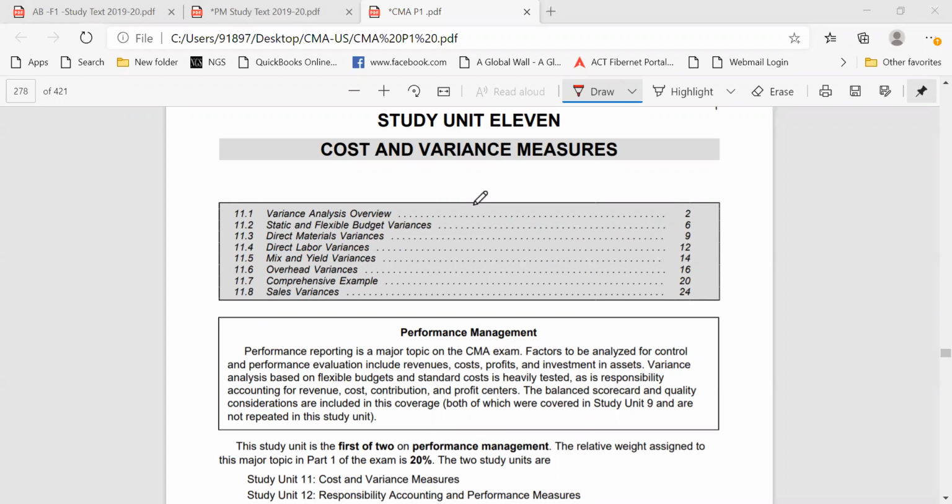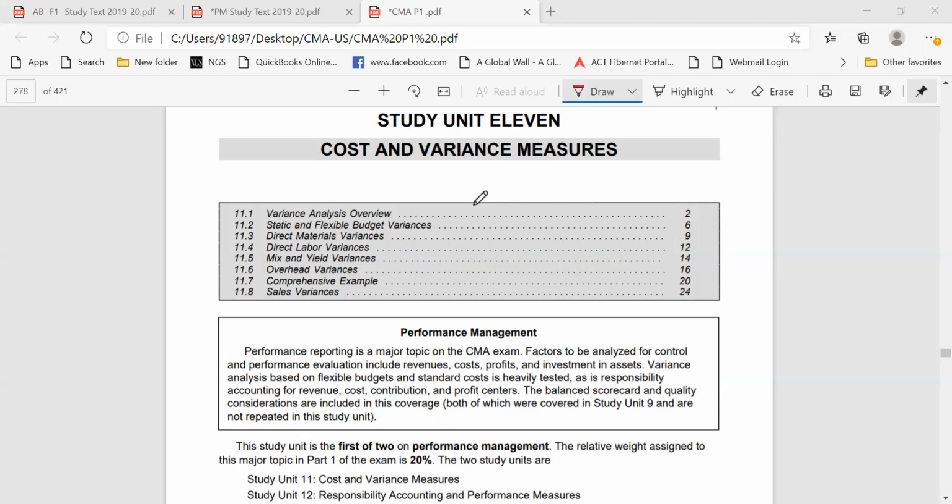Let's get started with Chapter 11, Study Unit 11, Cost and Variance Measures of the CMA Part 1. Very important topic. Very simple topic also. But most of the students get confused about what formula to apply, when to apply a formula, and how do we know whether it's a favorable variance or an unfavorable variance, because sometimes when you get an answer in minus, you may say it's favorable or unfavorable, vice versa.